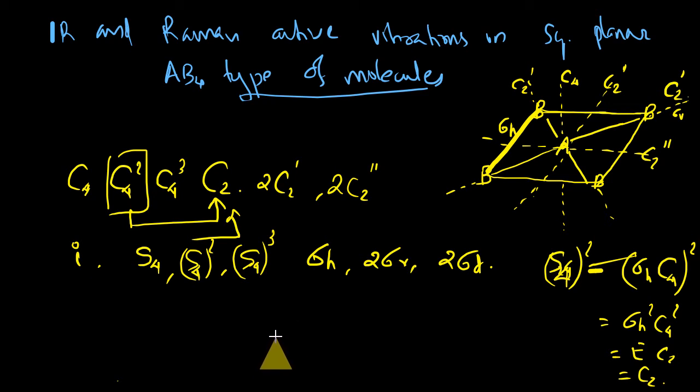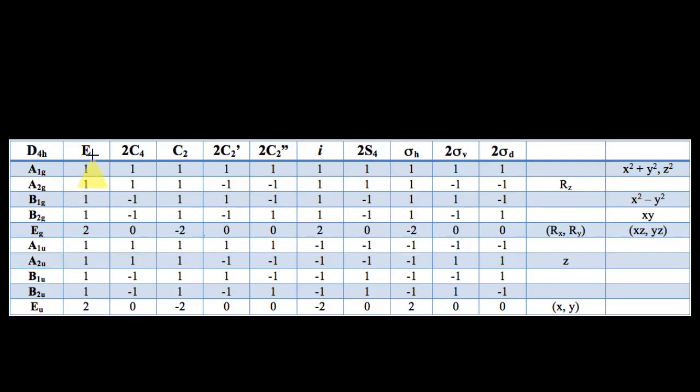And now with this information, we have the character table already. I have given the character table here. You can see that E, 2C4, C2, 2C2 prime, 2C2 double prime, i, 2S4, sigma h, 2 sigma v, 2 sigma d. These are the elements that we can find in the character table.